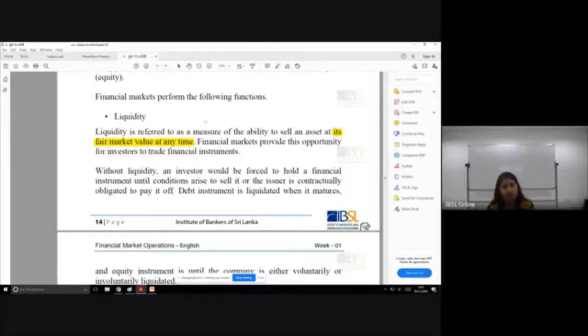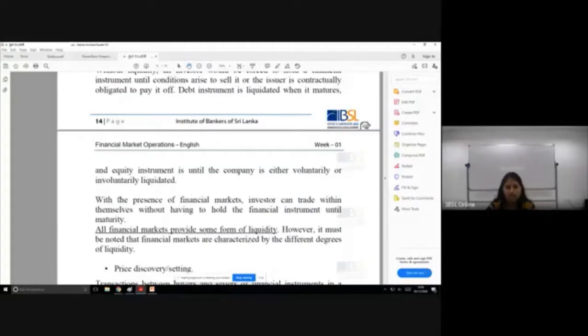Let's say you don't have a market as such, you have to hold it till a buyer comes. And even if a buyer comes, that buyer will say, look here, not many are there to buy. Only I am there. I can't give you 100. It has to be lesser than that. So liquidity will get impacted.